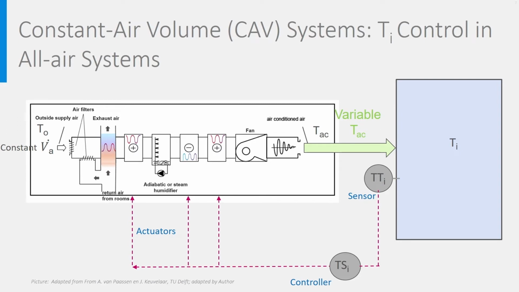If the AHU operates one room, it is easy. You can control the indoor air temperature Ti with a room thermostat, for instance. The set value is TSI and a measured value TTI.